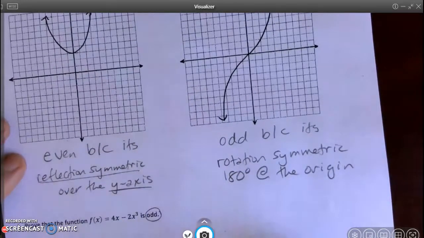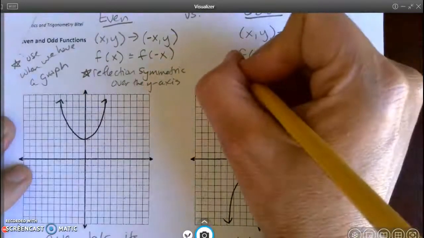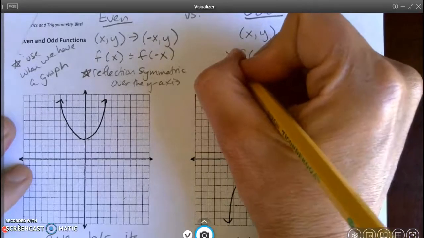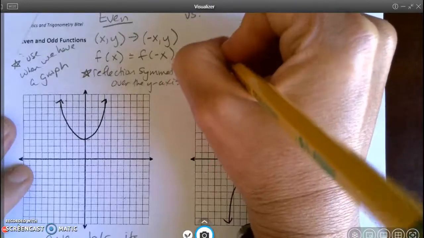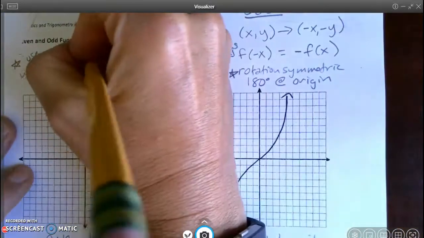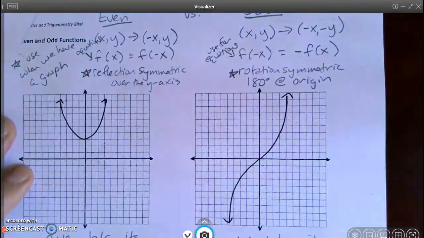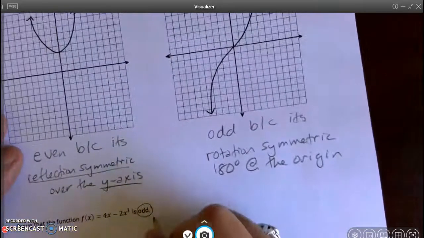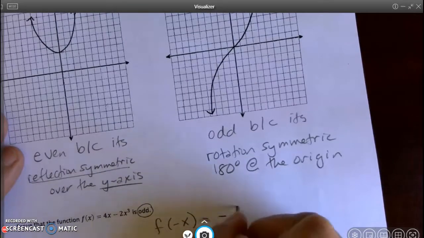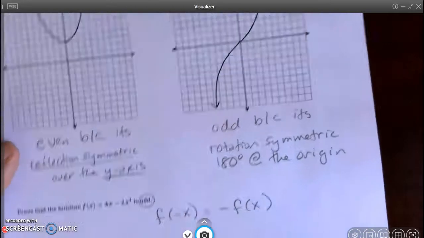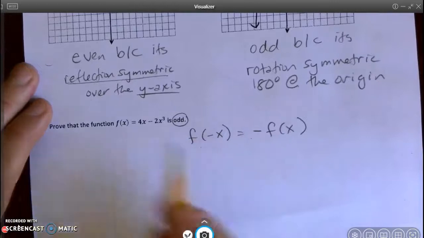This next question here, it says to prove that the function is odd. If I want to prove that it's odd, I look over here at odd. This is my odd test for equations. So you would use this for equations. All right, so my odd test is f at negative x equals negative f of x. I have to do each part separately. So let's do this part.